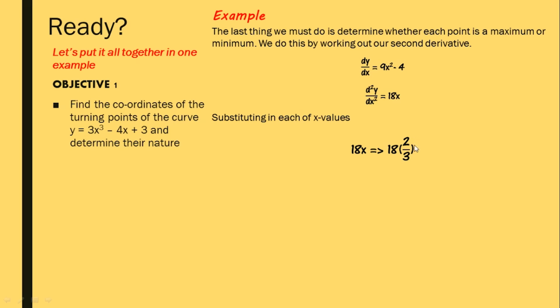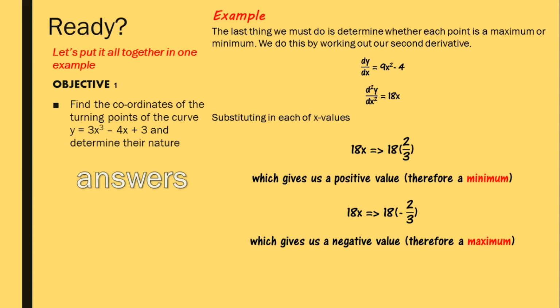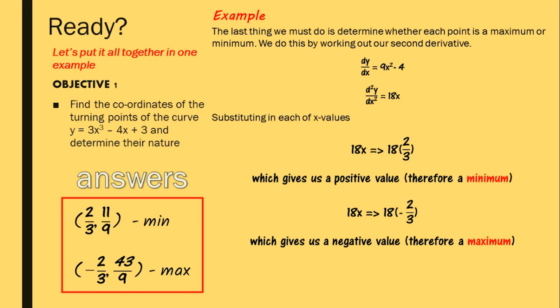So you're going to do 18 times 2/3. That's a positive times a positive, so it's going to give a positive. Therefore, that turning point is a minimum at 2/3. And 18 times minus 2/3 is a positive and a negative. That's going to give a negative value, therefore a maximum. And the answer is 2/3, 11 over 9 is a minimum, and minus 2/3 and 43 over 9 is going to be a maximum.